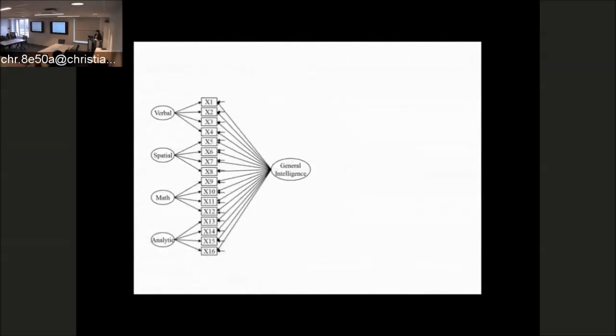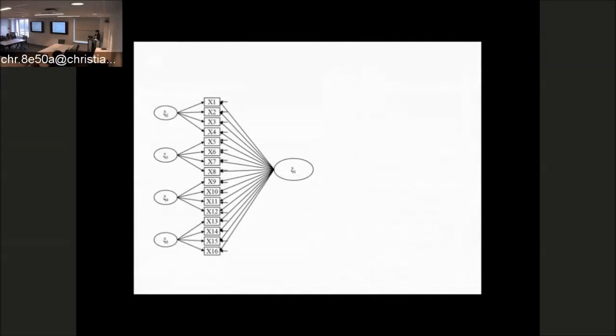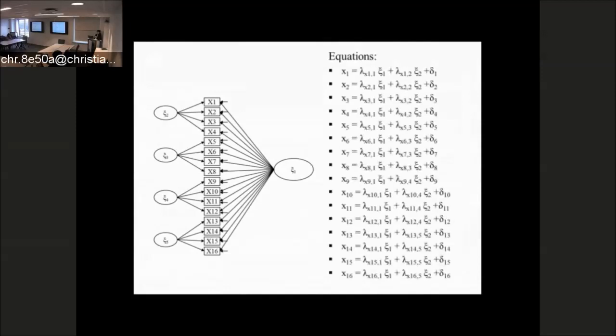So this is the matrix form for representing the factor model here. In this bifactor model, you can see x1 to x16 represent the items that measure the specific abilities, the four types of intelligence. And all these items measure something in common, general intelligence, and also the first four items also measure verbal ability, and so on for other items. So these are the equations for representing the relationship between the item and the latent factors.